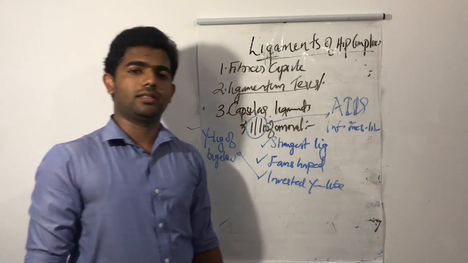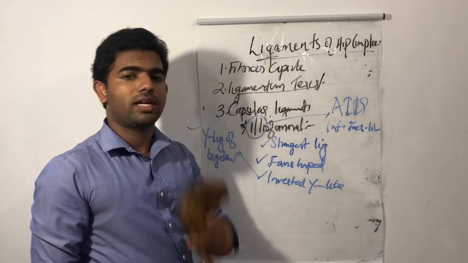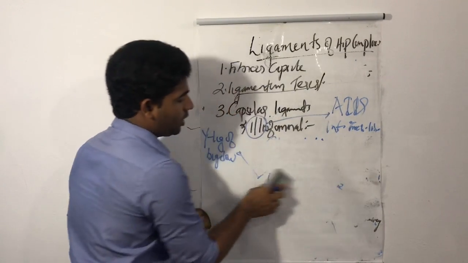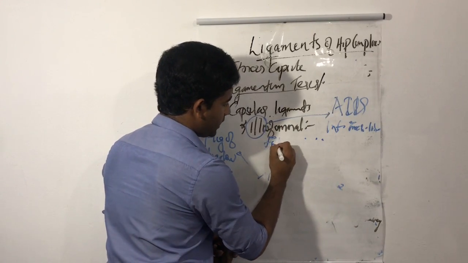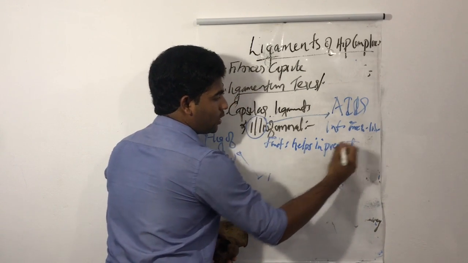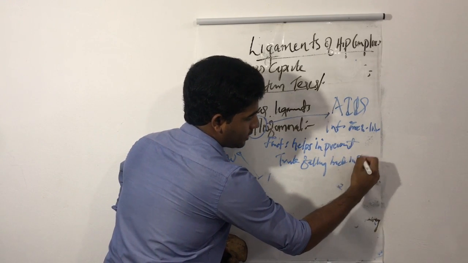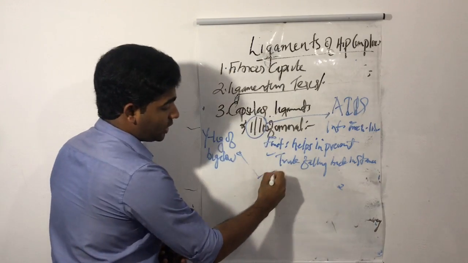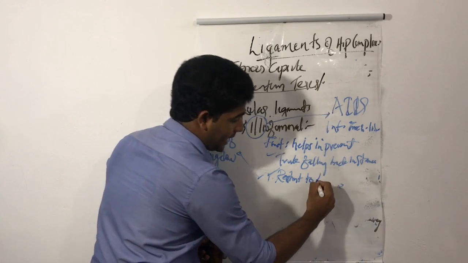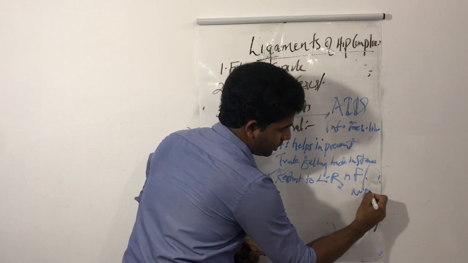So when you are standing like this, you don't fall back like this. There is a significant role for the iliofemoral ligament. So the iliofemoral ligament helps in preventing falling back. The function is that it helps in preventing the trunk from falling back in stance. Now the major function is restraint to lateral rotation in flexion and neutral position.